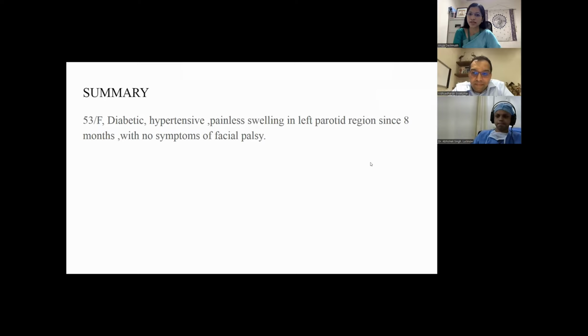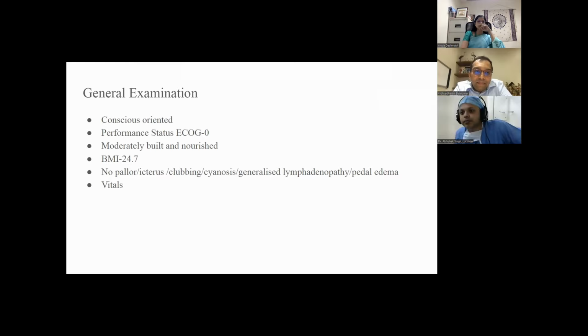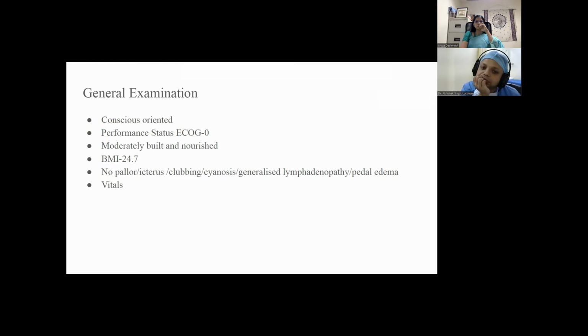We all agree. Moving on to the examination. On general examination, the patient is conscious and oriented. She had a performance status of ECOG 0. She's moderately built and nourished with a BMI of 24.7. There's no pallor, icterus, clubbing, cyanosis, generalized lymphadenopathy or pedal edema. Vitals were stable. Her blood pressure was 130/80, right arm supine. Pulse and respiratory rate were normal.